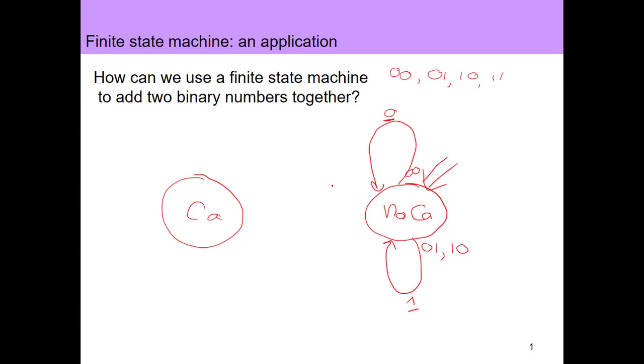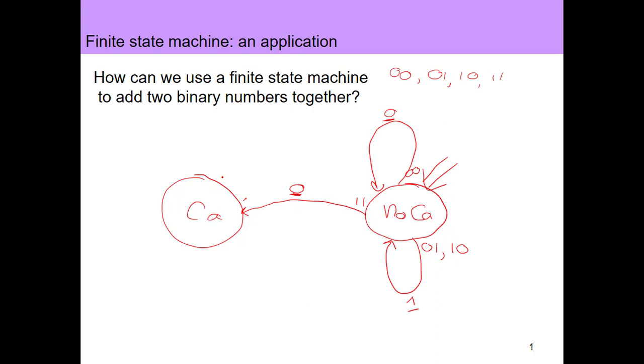Okay, the only special one is the 1 plus 1. So if I don't carry anything yet and I get a 1 plus 1, then I will produce a 0, but I need to carry. So as soon as I can, I have to use this carry in an addition. So I produce a 0, but I go to the carry state.